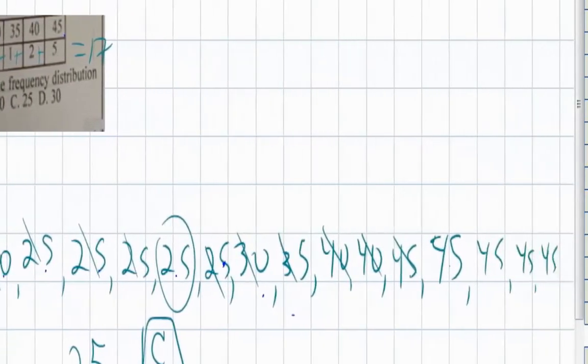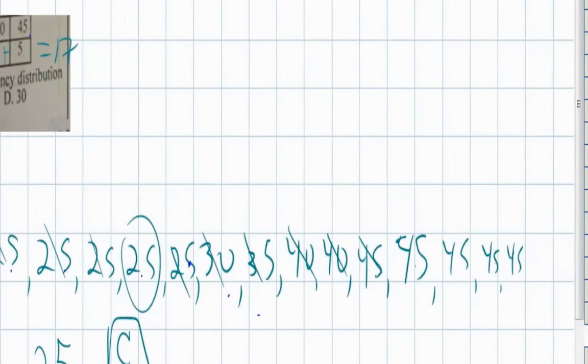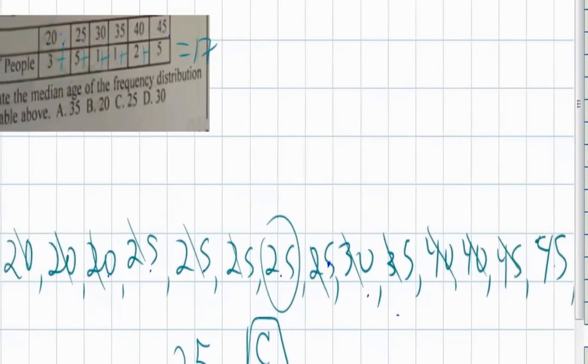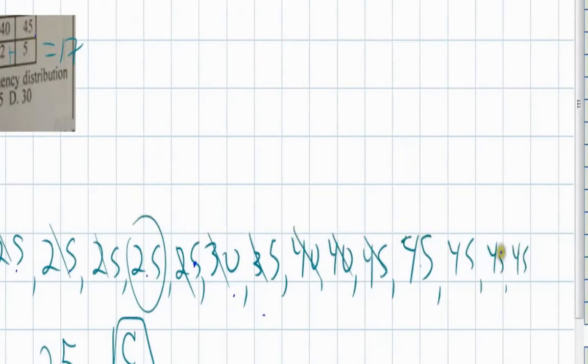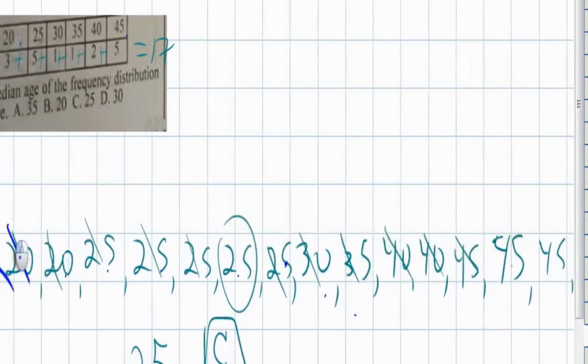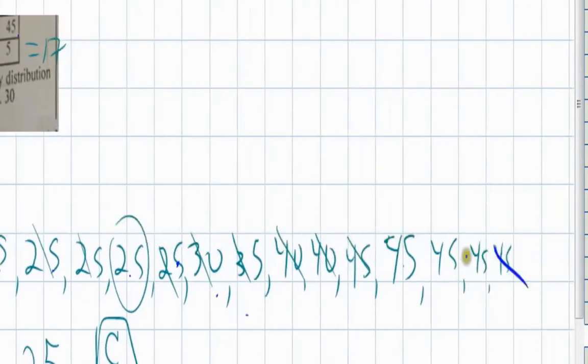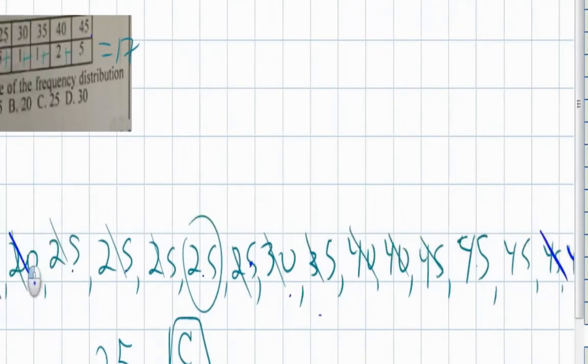So let's see if I did this right, because I'm realizing that these are out here and they don't have slashes through them. So let's try it. The number in the middle would be, well, I'd cross off this one, and then this one, and then this one. And you just keep going.